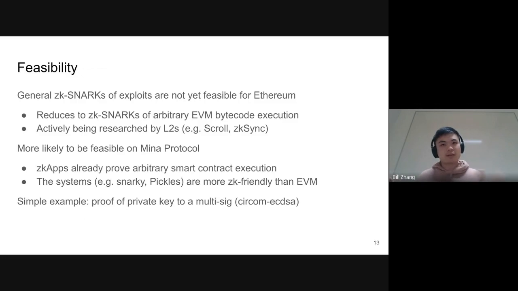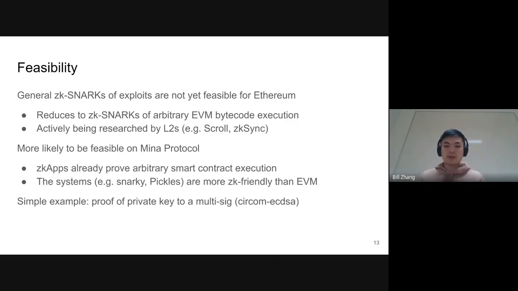It's actively being researched by lots of L2 projects and lots of very smart people on Ethereum. But on Mina Protocol, it could be a different story. I don't yet have a complete picture, but I plan to continue working through it and talk to people like Gregor from the Mina Foundation. Because you already have ZK apps that build ZK snarks of smart contract execution, you already have a proving system that is friendlier than the EVM. Using Snarky and Pickles, you can potentially cross this gap that EVM-centered ZK snark projects aren't able to cross yet. So this sort of application could be possible on Mina where it's not possible elsewhere yet.